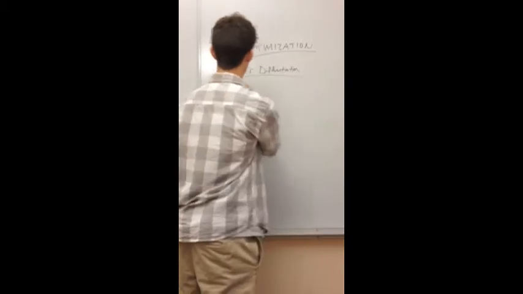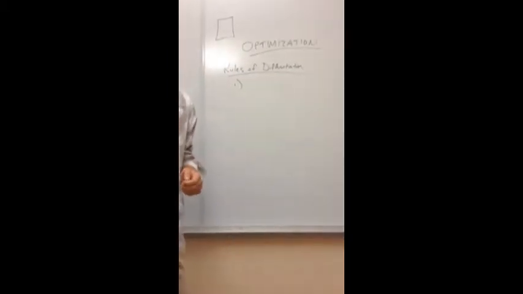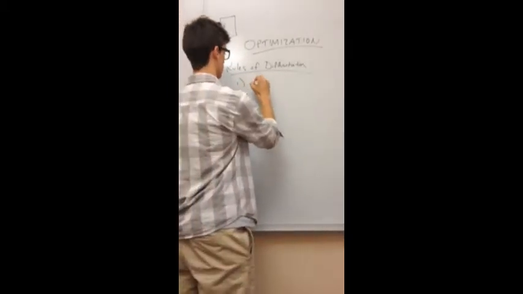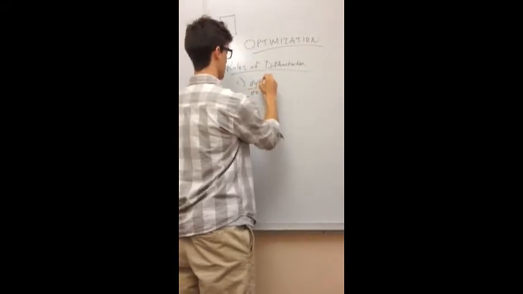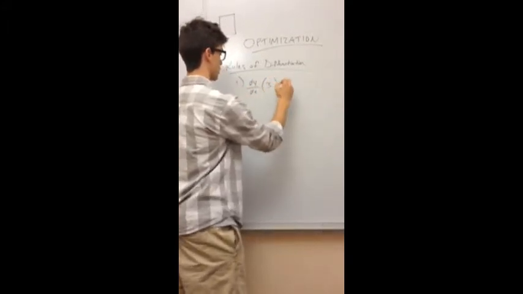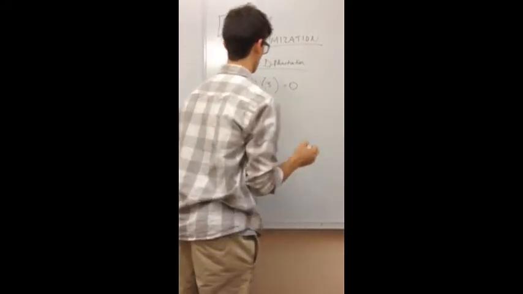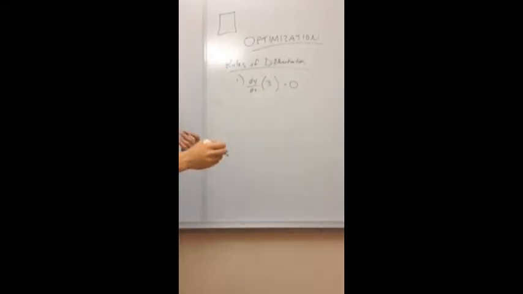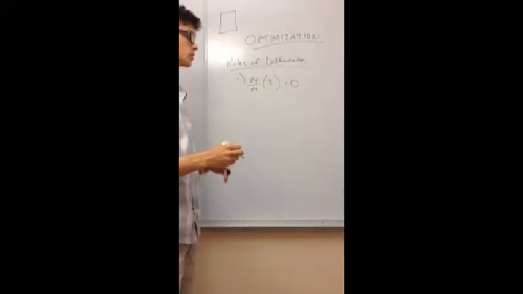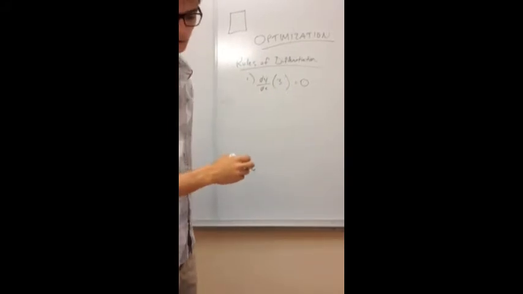And the first one you need to know is the constant rule. The derivative of any constant, say such as the number 3, is always 0. 2, 3, 4, any number, any multiple, it'll always be 0.